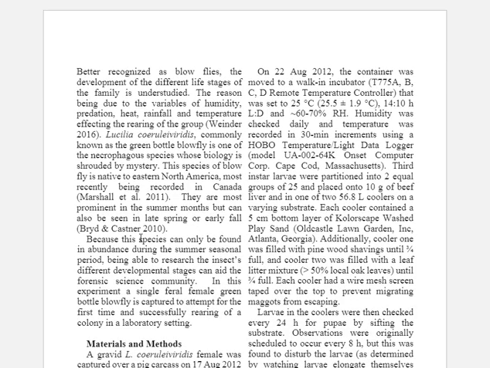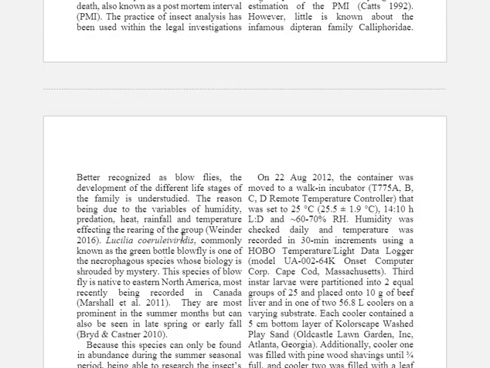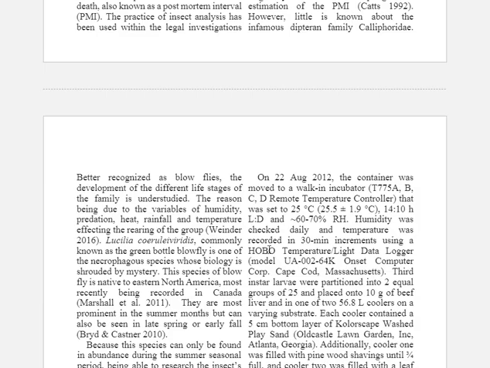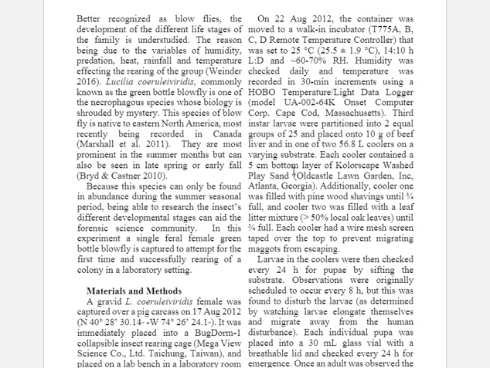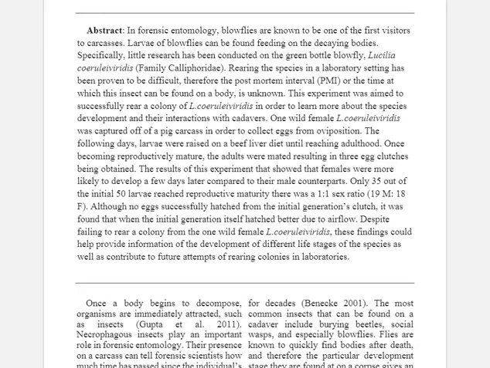Okay. Let's see, because the species can only be found in abundance during the summer seasonal period in a certain area. Remember to be specific. Okay, so you might want to expand this intro a little bit longer. Yeah, you need a little bit more information there. It looked like a lot right at the beginning because you had the materials and methods and stuff. Okay, so next.